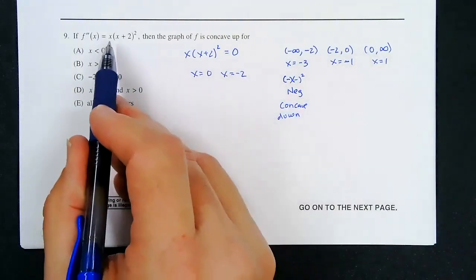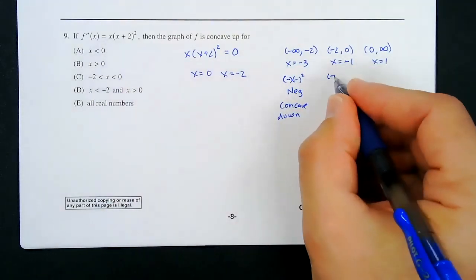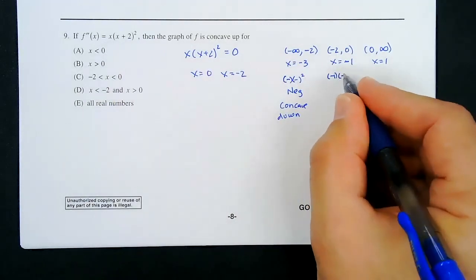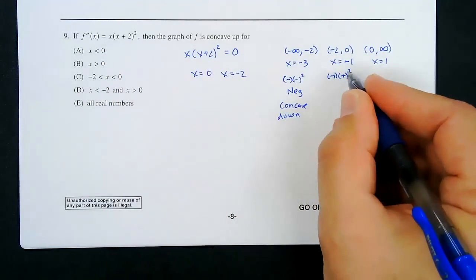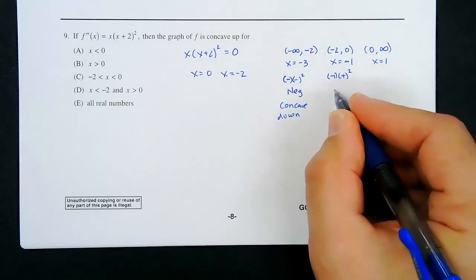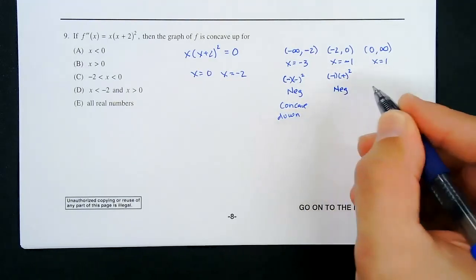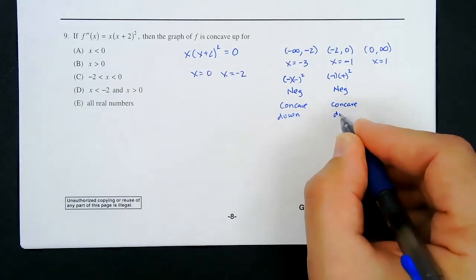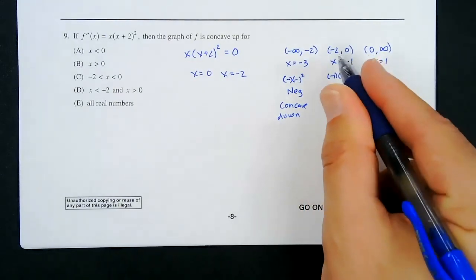So x equals -1, so we put that right here. That'd be -1. -1 plus 2, that'd be a positive, and I'm going to square that, and a positive squared is still positive, times a negative. So this is going to be an overall negative, which is, again, concave down, because the second derivative is negative in that interval.